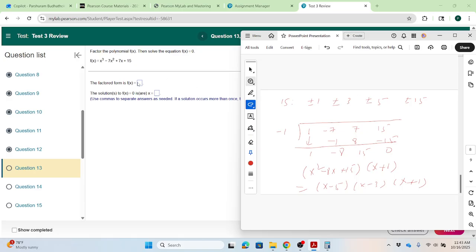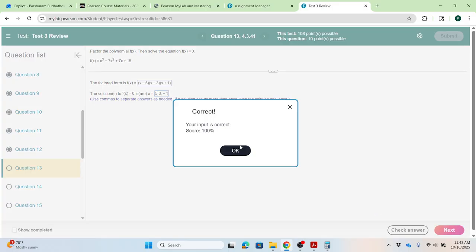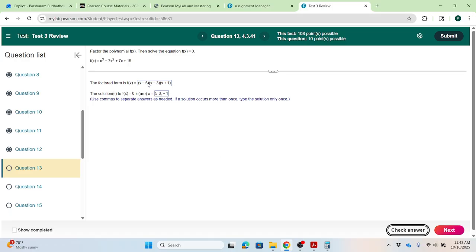So the factored form is x minus 5, x minus 3, and then x plus 1. And zeros from this factor you can find. 5 is one of the zeros, 3 is another zero, and then negative 1 is another zero. And all that information we can find using synthetic division and the factor theorem.